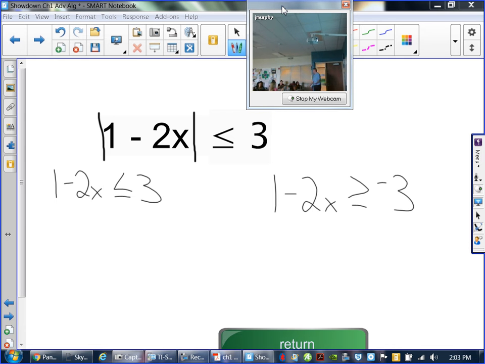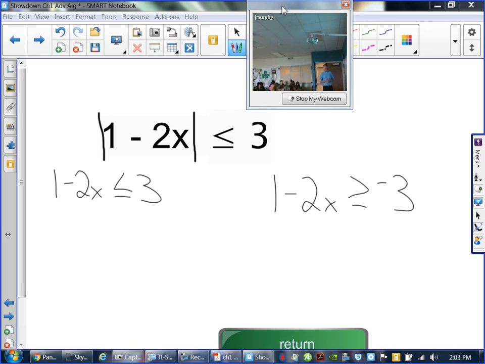What does absolute value stand for? Perfect. Distance from 0. Absolute value is distance from 0. Can distance ever be negative? No. If you walk backwards, you're still walking the same amount of feet. You're just walking in a different direction. Negative just means you're going in a different direction.